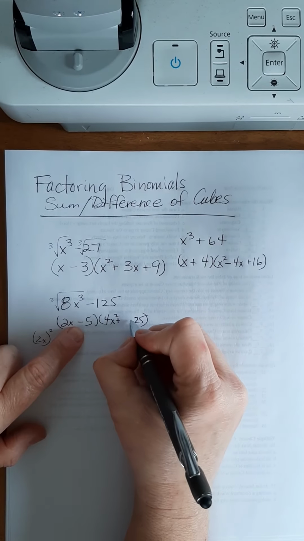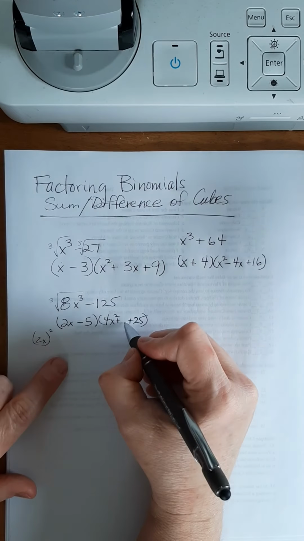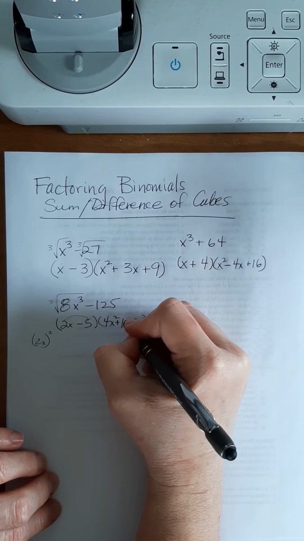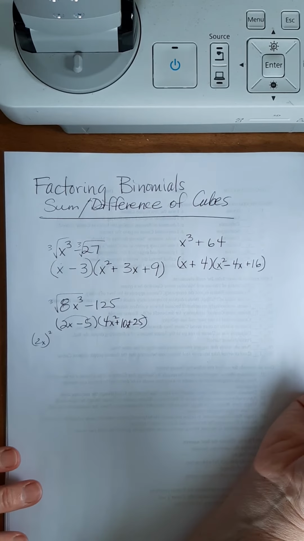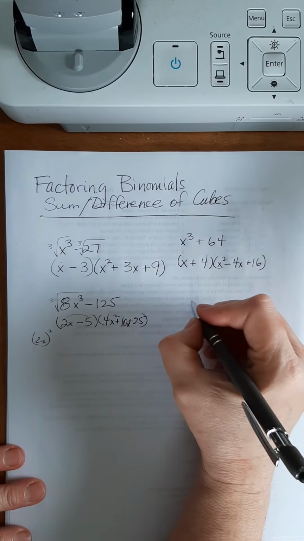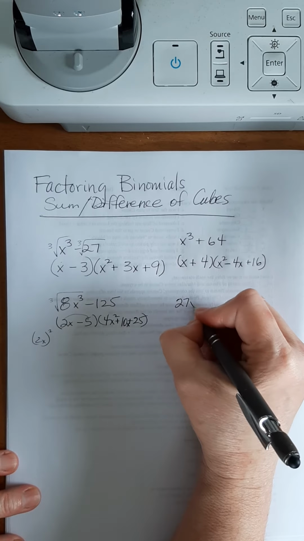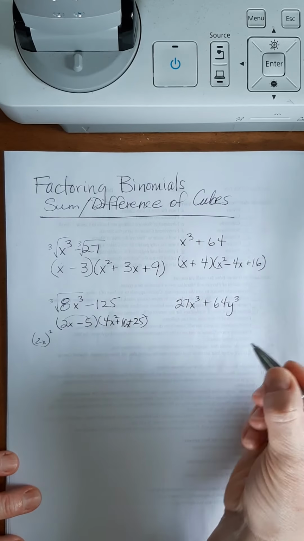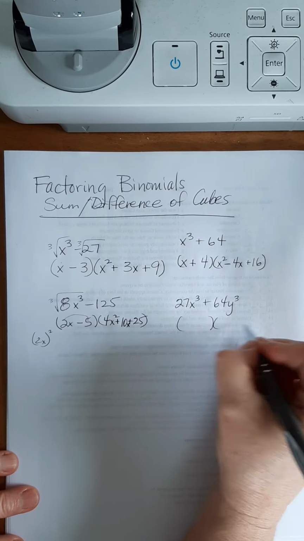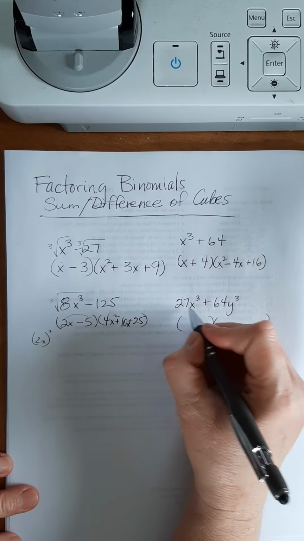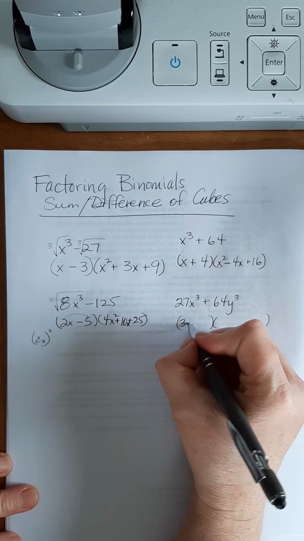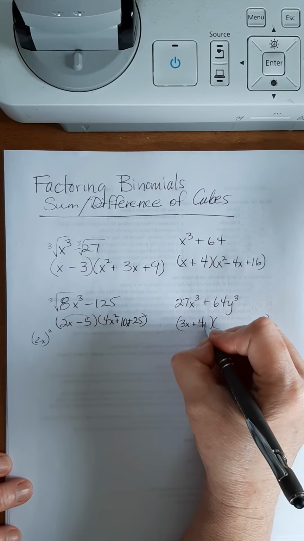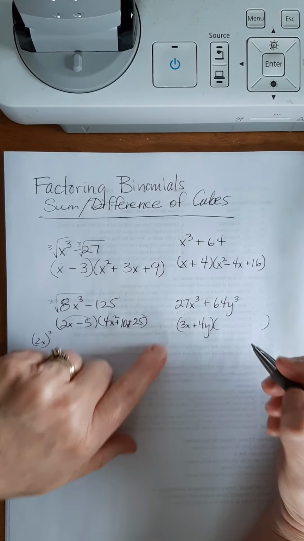Opposite sign, always plus. Then to get the middle number, as always, you're going to multiply those two, 10x. Even if they try to be a little bit creative, and let's say 27x cubed plus 64y cubed. Still the same, just a little bit messier. Cube root of the first term, 3x. Bring down your sign. Cube root of the second term, 4y. And now do your pattern.